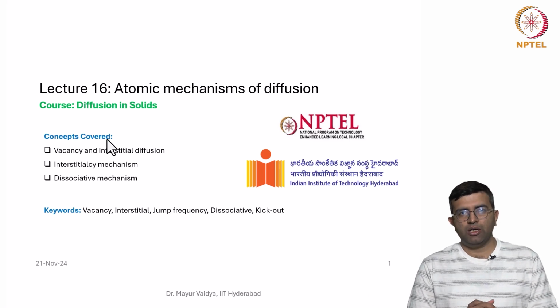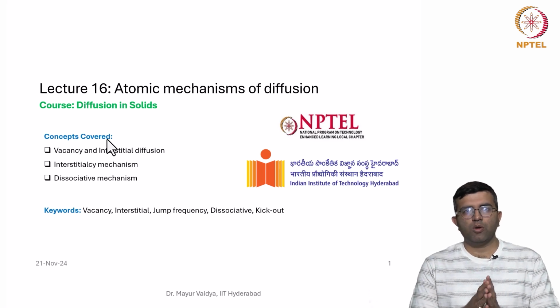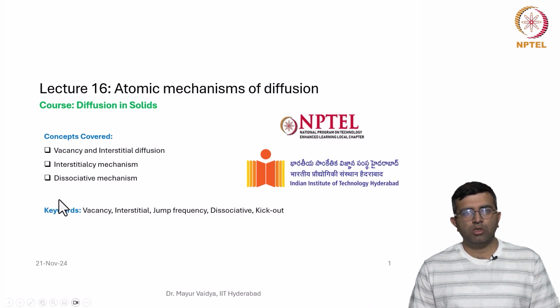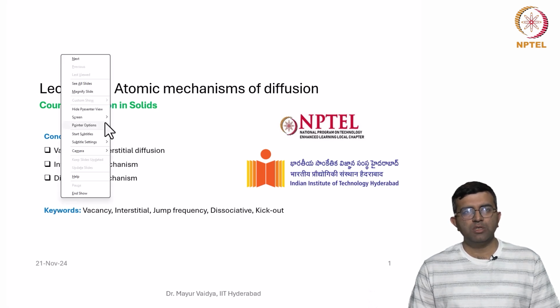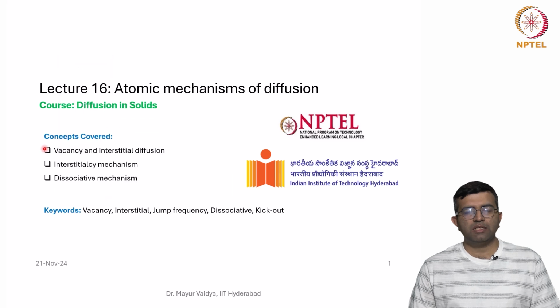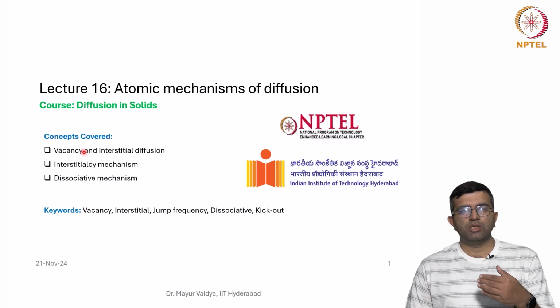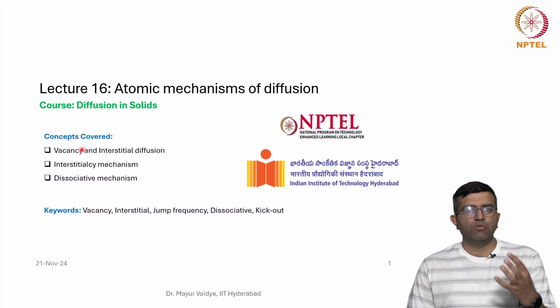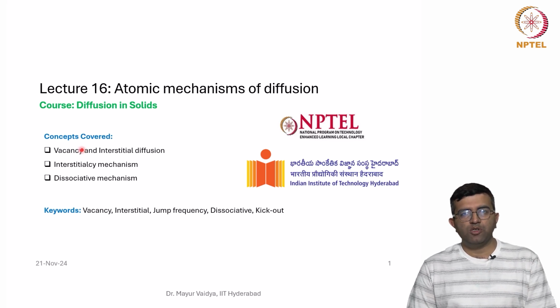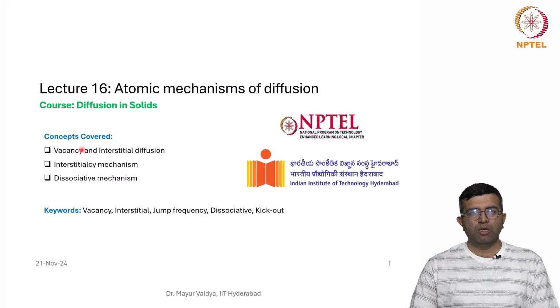So today we are going to talk about some of the mechanisms of diffusion that are frequently encountered. Today we will be talking more about these four mechanisms. There are some more mechanisms which are operative more in the semiconductors or in the intermetallics, which we will take up when we talk about those specific classes of materials.